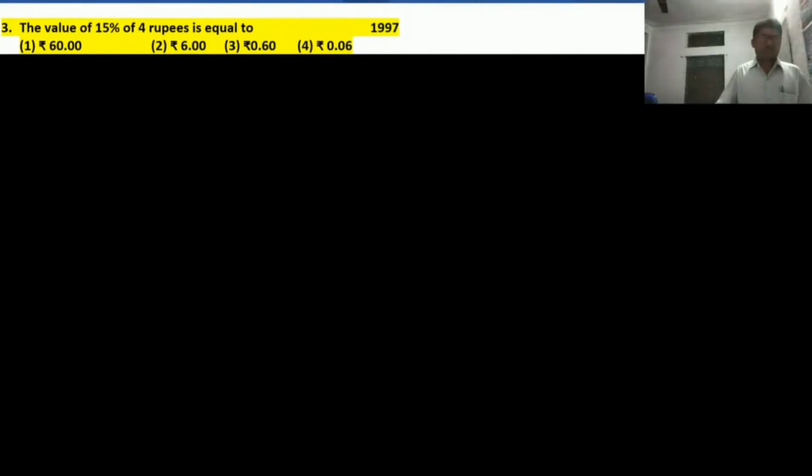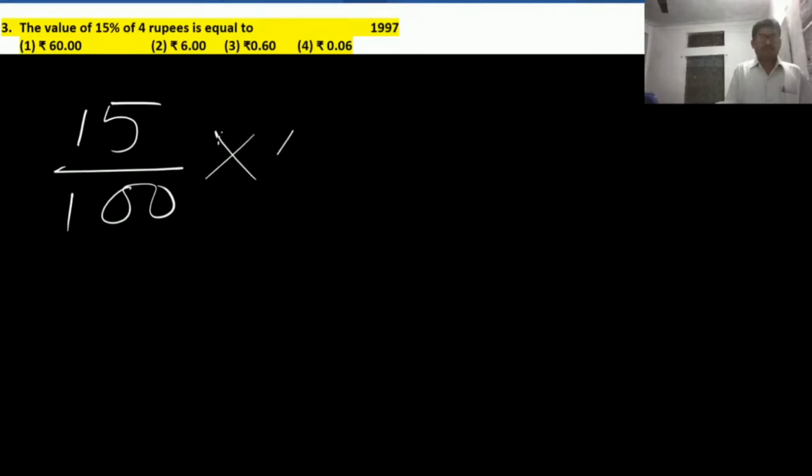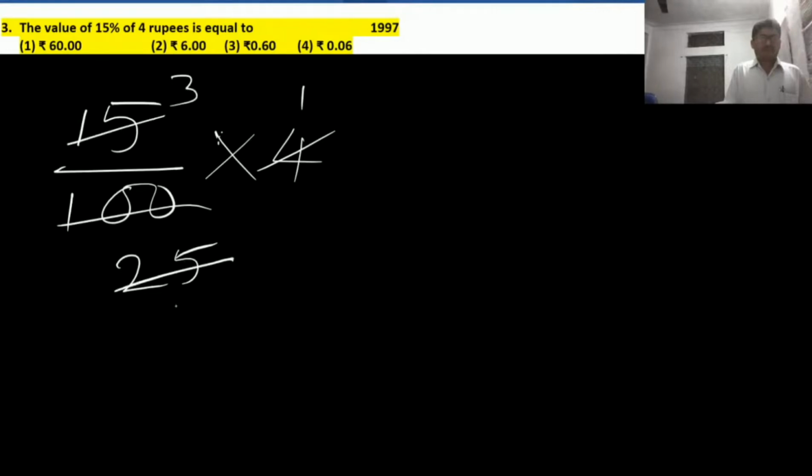Question number 3. The value of 15% of 4 rupees is equal to. 15% means 15 by 100, of 4 rupees. 4 ones are 4, 25s are 5, 3s are 5, 5s are.